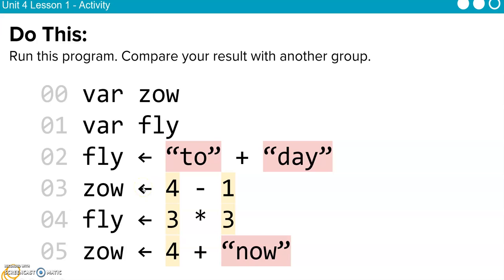So again, see what you would do here. You've got 2 variables, zao and fly. We set fly to being 2. We set zao to being 4 minus 1, which is 3. And then we set fly to being 3 times 3. So really this has disappeared, right? This has been replaced. And then zao is being replaced by 4 plus 4. So fly would end up being 9. Zao would end up being 8.